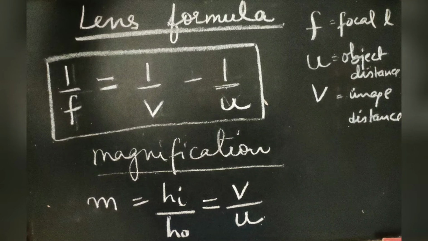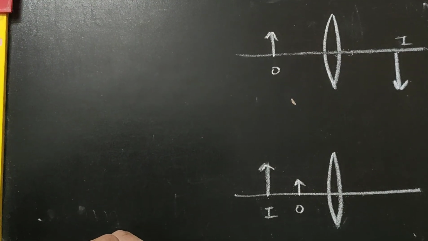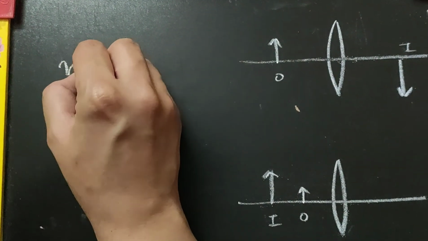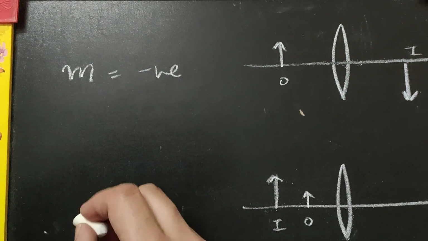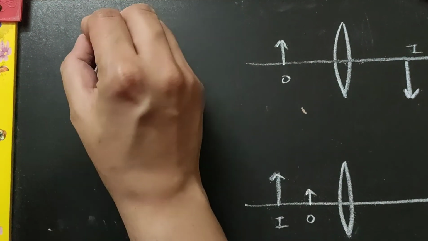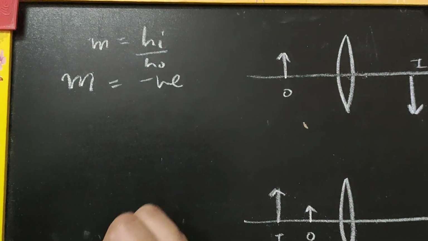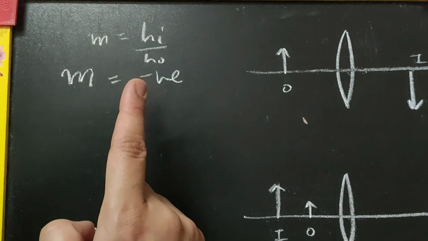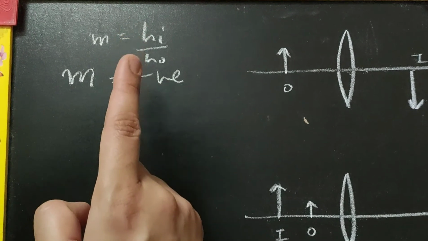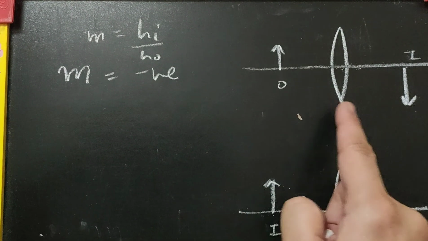Now, since we will be doing numericals on these formulas, we have to keep a few points in mind. The next point to be kept in mind is, if the sign of magnification is negative, what does that indicate? Magnification negative would mean that the ratio of image height and object height is negative. So that would mean either of them is negative. When we divide two numbers and the answer is coming out to be negative, that means one of those numbers is negative.